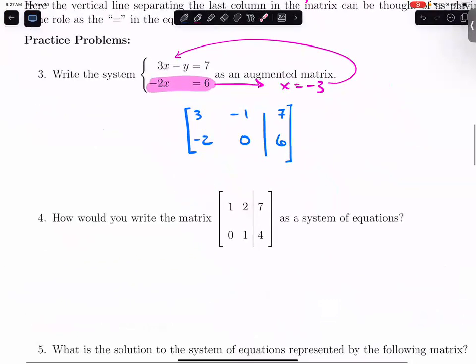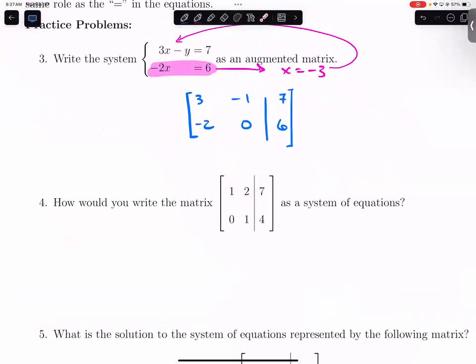Okay, so what about the next one? There's a matrix. How would you write it as a system of equations? 0 plus y, so just y, equals 4. Well, again, if I'm trying to solve, we're already halfway there, right? y is 4. So x is whatever x is to make the top line true, but we've got half of the answer already.